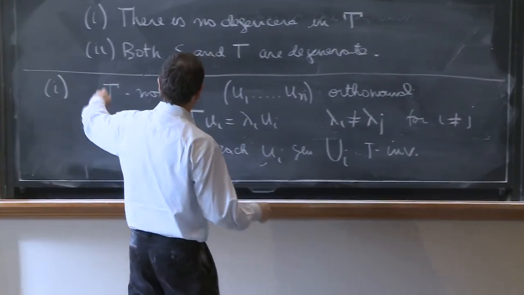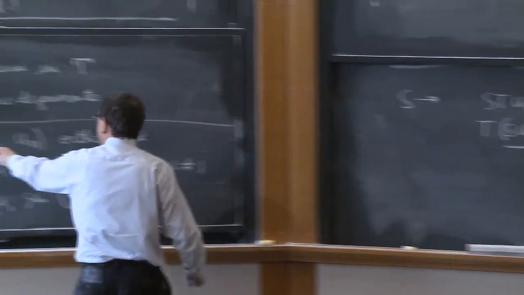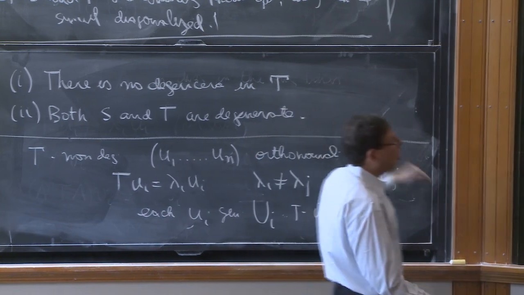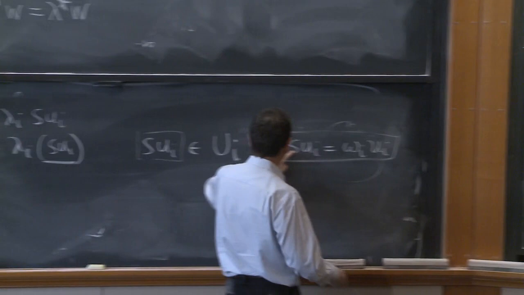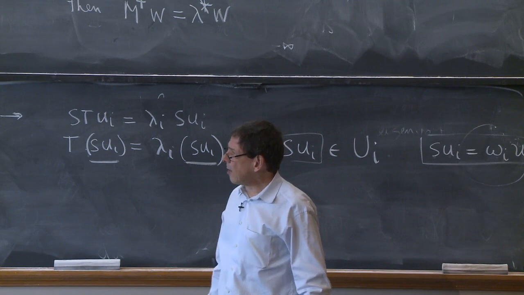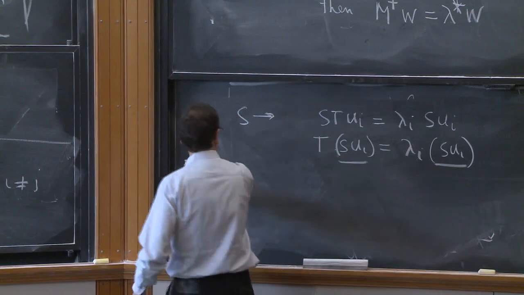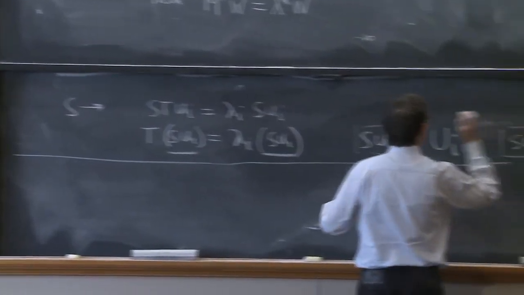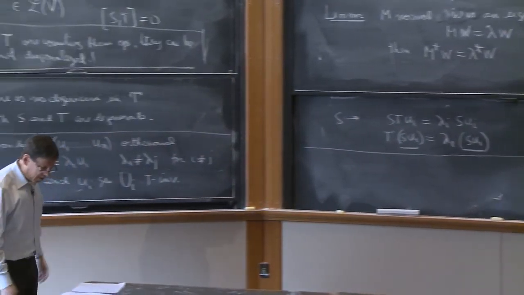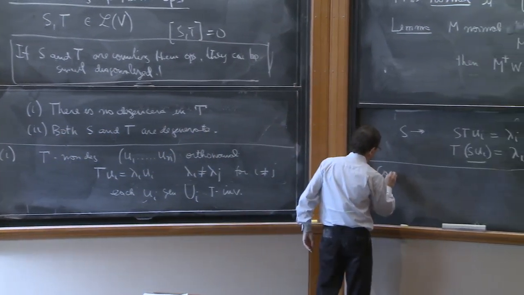So then you've shown that indeed these u_i that were eigenstates of T are also eigenstates of S. And therefore, that's the statement of simultaneously diagonalizable: they have a common set of eigenvectors. So that's this part, and it's relatively straightforward. Now we have to do case 2. Case 2 is the interesting one.